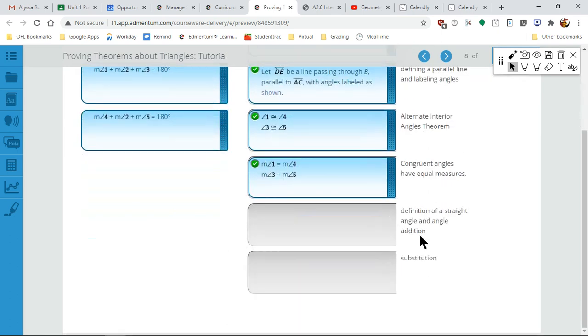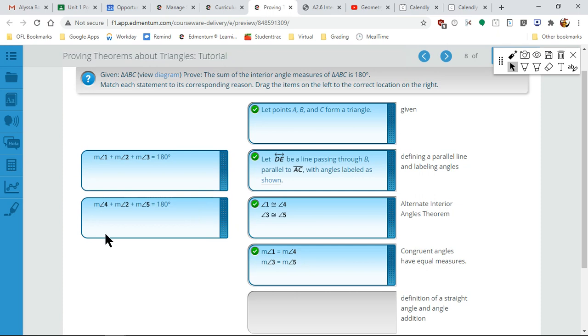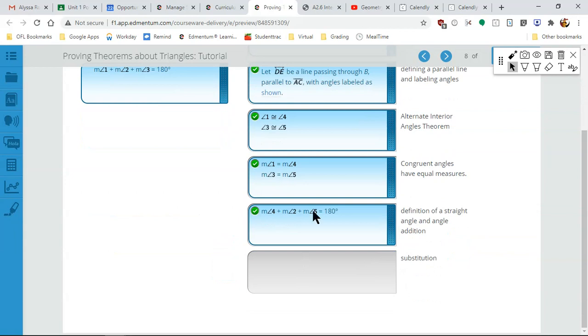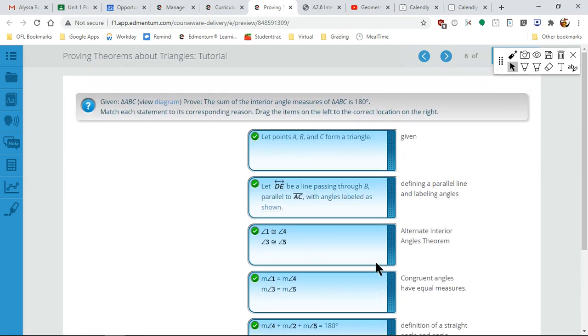All right, so the next thing is defining a straight angle. A straight angle is a straight line. So when we're talking about a straight line, we're talking about angles 4, 2, and 5 equal 180. As we look at this, we're saying that 4 is equal to 1, so we can replace 4 with 1, and we can replace 5 with 3. That's how we get this 1, 2, 3 substitution.